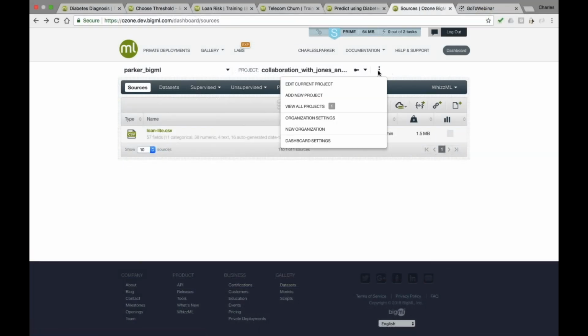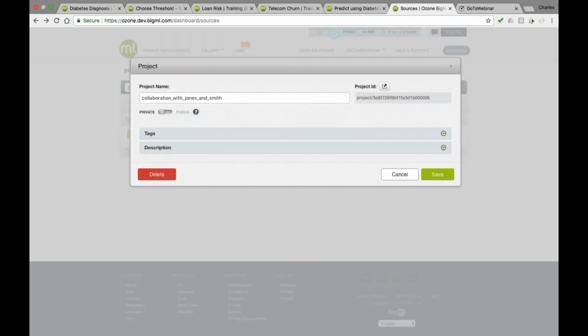So I've got this project. If I go to the settings for the project, edit current project, here's where I can set the project name and the tags or the description. I can also make it public, meaning all of the users in the organization can see it. That's not the public at large. That's just public within your organization.